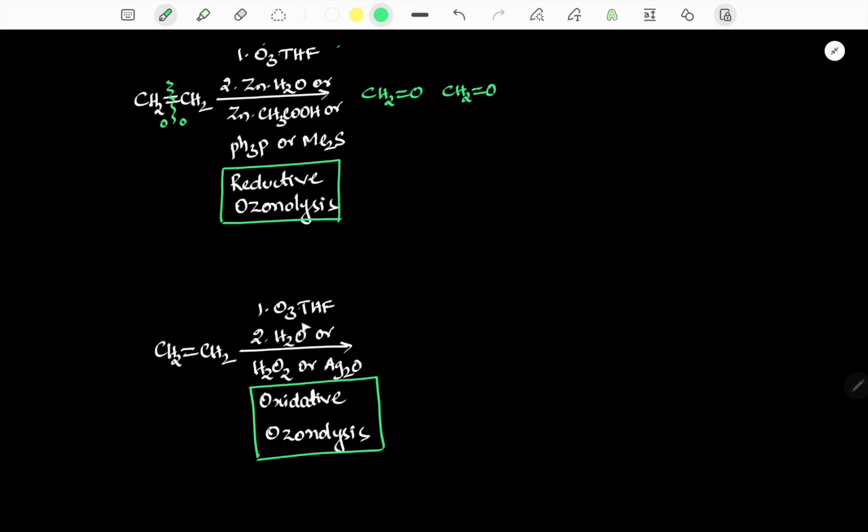When ethene is treated with ozone followed by H2O, H2O2, or Ag2O, the alkene undergoes oxidative ozonolysis. Because of the C-H bond, the left CH2 group is converted to formic acid, and because of the C-H bond, the right side CH2 group also converts into formic acid. So in this case, we are getting a mixture of formic acids.